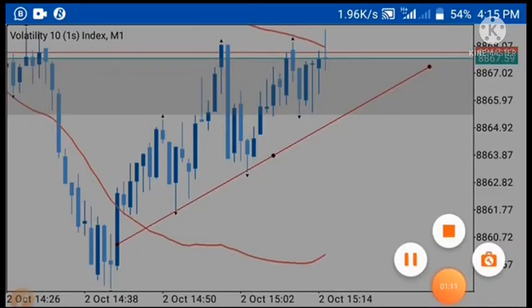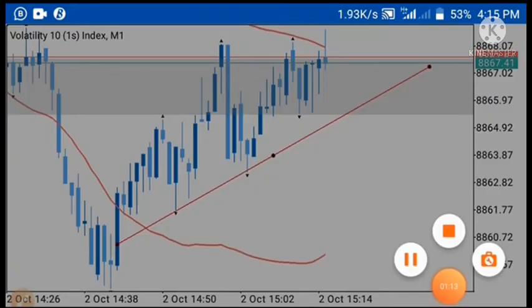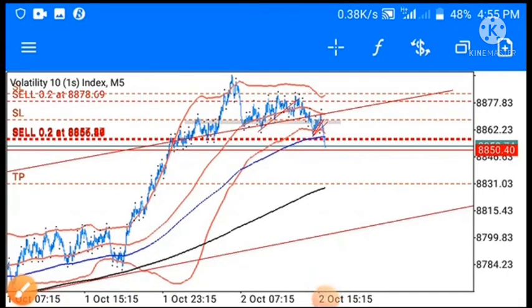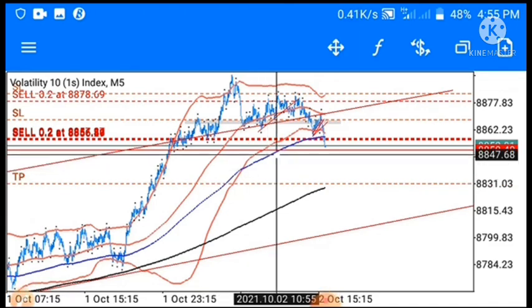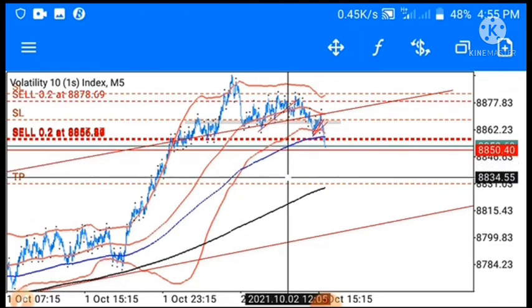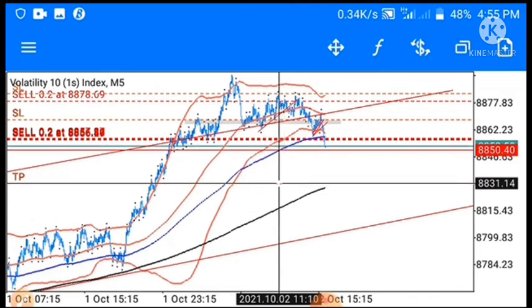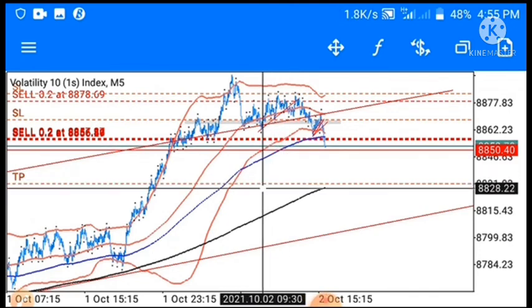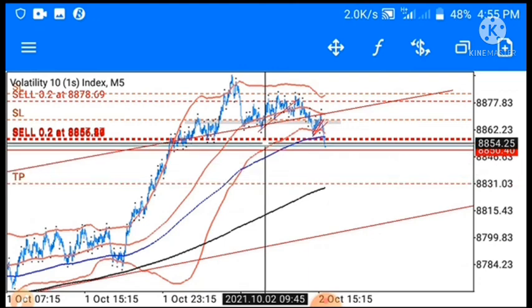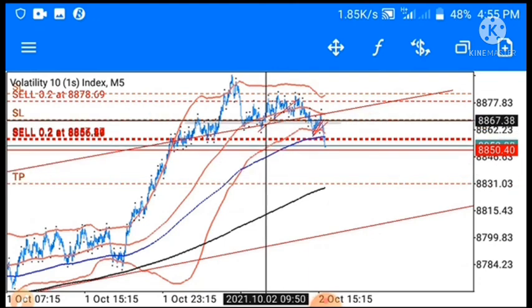Okay, I will show you in the next video. So now guys, can you see how this market is dropping fast now? I've placed my TP around here for a particular reason that I won't disclose, and my stop loss is around here as we've analyzed together.